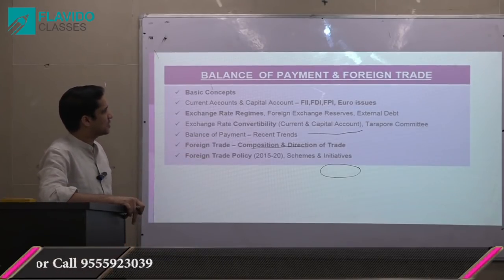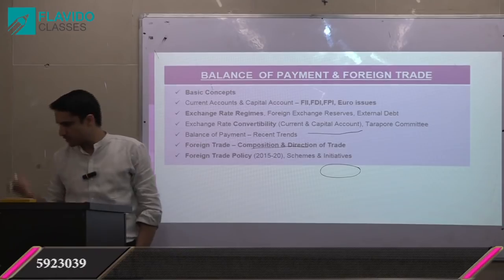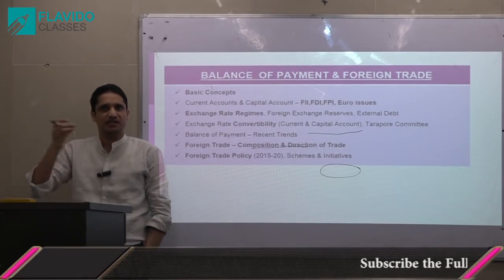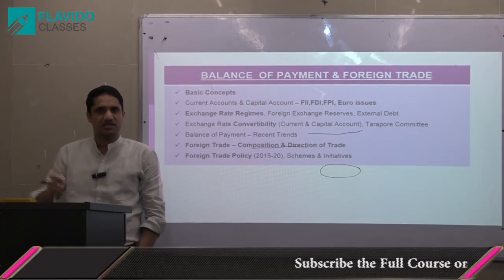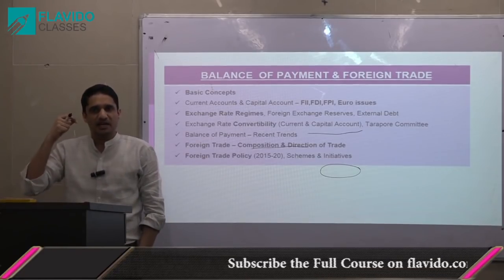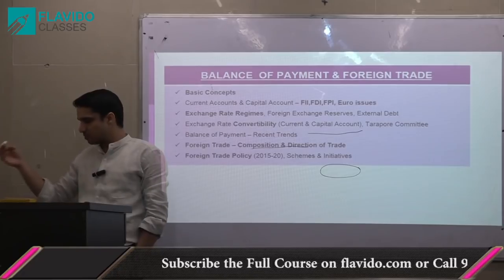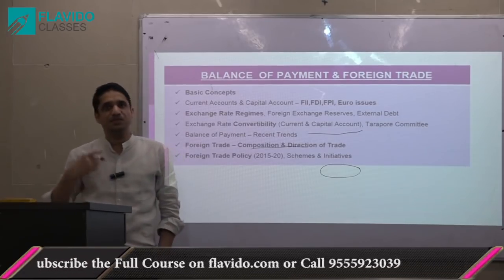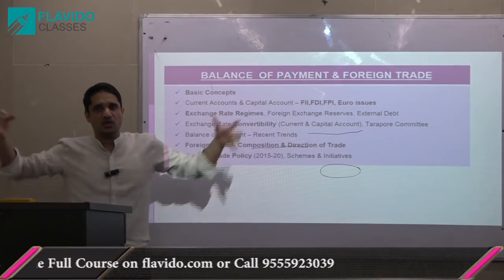First we have the balance of payment. Under this, we are going to cover the basic concept of balance of payment. What is the current account, what is the capital account, what is FDI, what is FII, what are euro issues, etc. What are the recent trends, what is the current account deficit, then we are going to discuss the foreign trade policy, as well as how the composition of foreign trade is changing.